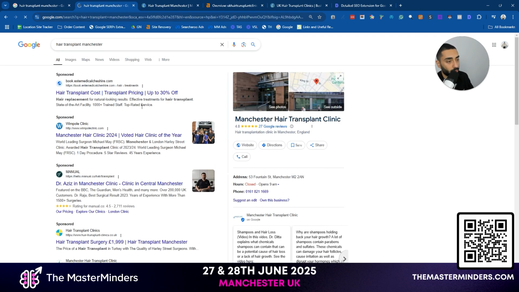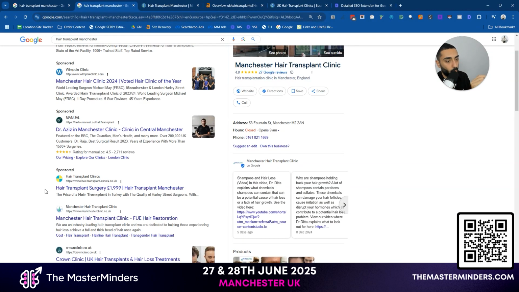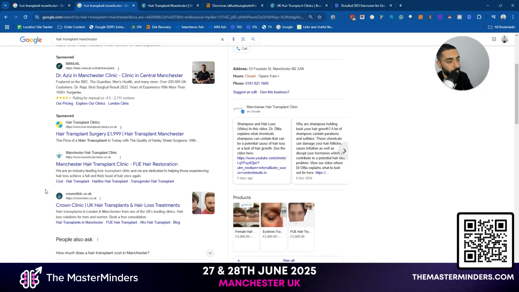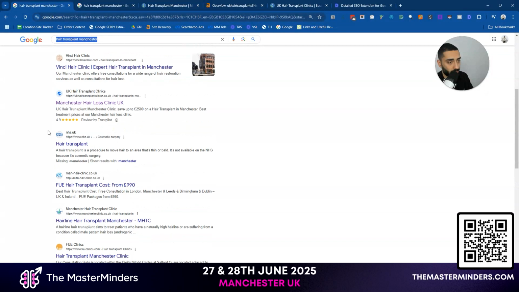So first of all, what we want to be doing is evaluate the actual SERP. We want to make certain what entities or keywords we should actually have in our page title. First of all, the page title is the most important part, or one of the most important parts. The H1's also fairly important. But for example, if we take a look at their H1, they've got Manchester Hair Loss Clinic UK, right?